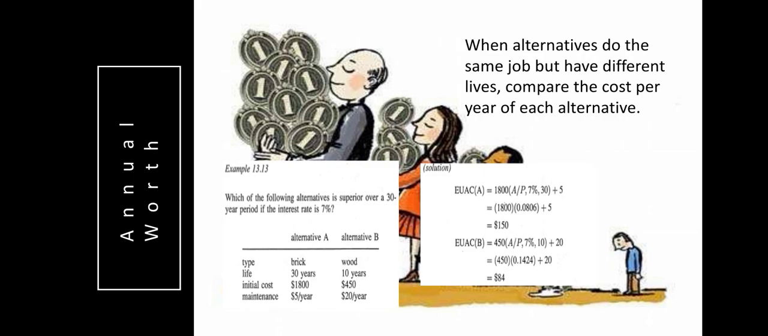As in the example here, we have alternative A and alternative B. Their types are brick versus wood, 30 years versus 10 years, $1,800 versus $450, and $5 per year in maintenance versus $20 per year. So, this is where our equivalent uniform annual cost comes in. We can use the formula here.